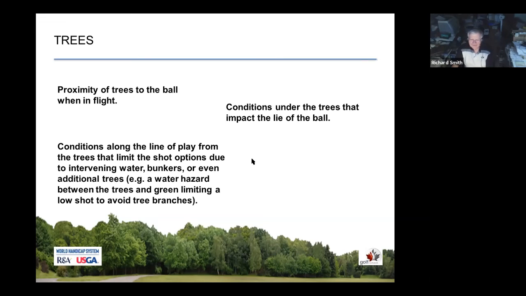What that last one really means is, if the only way of getting out of the trees is to punch a low shot out, and if it were open fairway to the green, you might be able to punch it out and have it get up to the green. But if there's a penalty area, a pond along that same line of play, then that low shot is not going to work, because it's not going to clear the water if it's water that you're talking about.